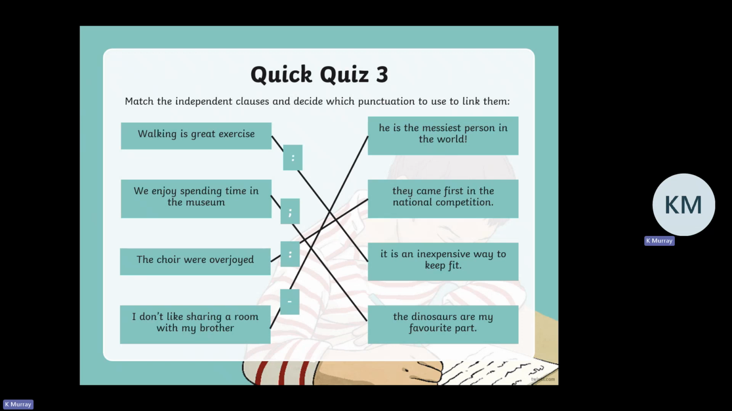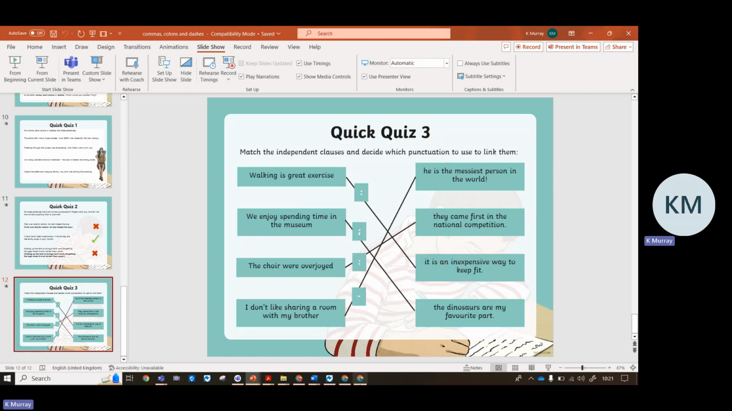Okay, just remember, if they both make sense, the comma isn't the right piece of punctuation. Okay, guys, I hope that helped you a little bit with trying to work out which bits of punctuation to use. Best of luck with the language exams.